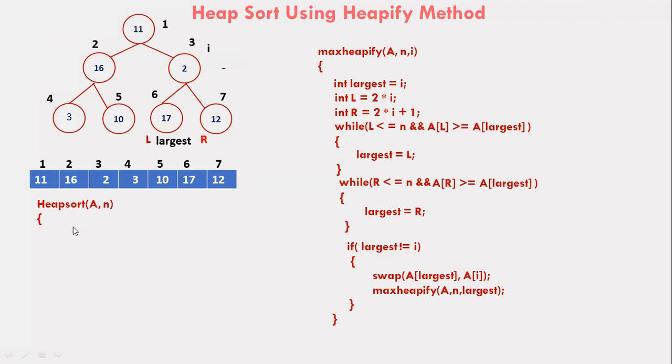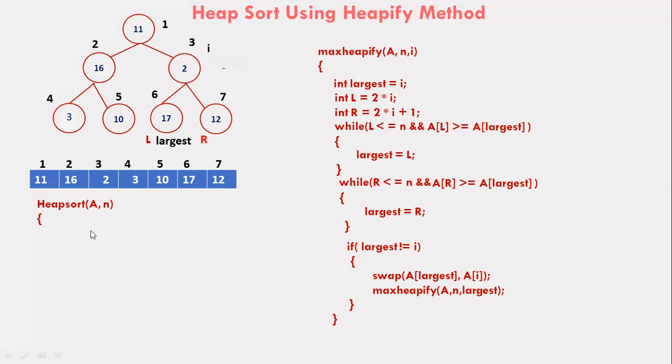Now the first step in heap sort is building a max heap. To build a max heap, we have to call this particular max heapify method. So we call it for the largest I value. What is the largest I value? 3. How do we get the 3? 3 is nothing but the floor of n by 2. That is 7 by 2, which is 3.5. Since I is an int, it will take as 3.